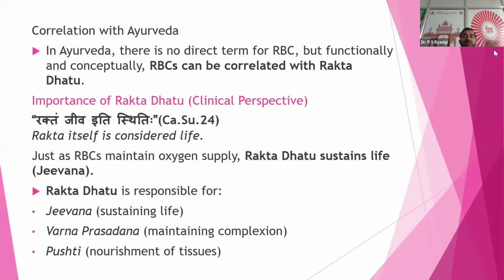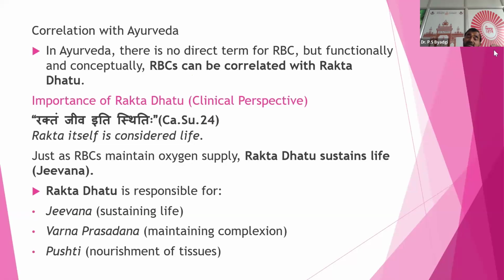So when it comes to the red blood cells, the functions of the rakta, raktam jiva iti sthiti, the same has been told. The hemoglobin present in the RBCs carries the oxygenated blood. So what is jiva iti? Jiva is that which gives oxygen to the cells. In that way, RBCs maintain the oxygen supply, and Rakta dhatu also sustains the same. The function is the same in terms of that.